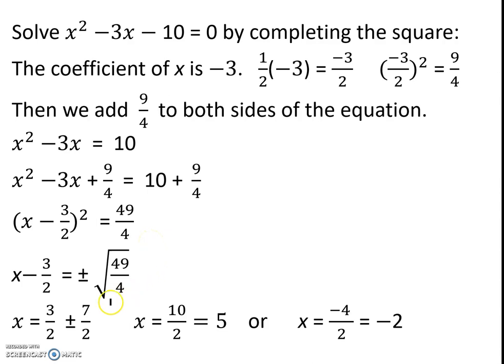Square rooting both sides of our equation, we find that x minus 3/2 equals plus or minus the square root of 49/4. But we know the square root of 49 is 7 and the square root of 4 is 2. So now we can write it by taking the 3/2 over to the other side as x equaling 3/2 plus or minus 7/2. Again, taking the top route, we have 3/2 plus 7/2 for a total of x equaling 10/2, which is 5. Taking the bottom route, we have 3/2 minus 7/2, which is a negative 4/2, or a negative 2.